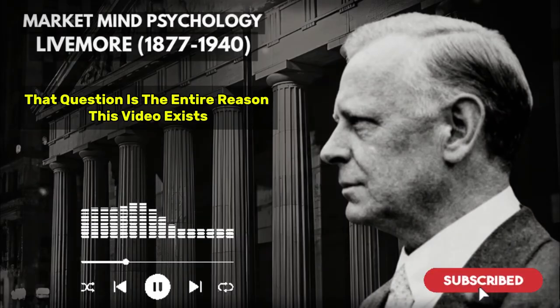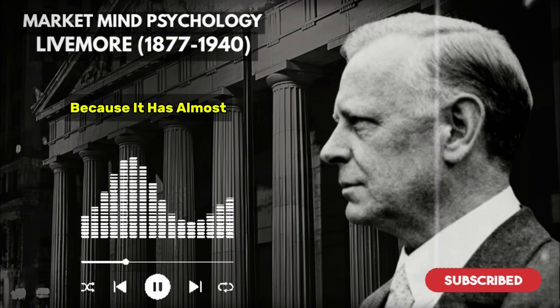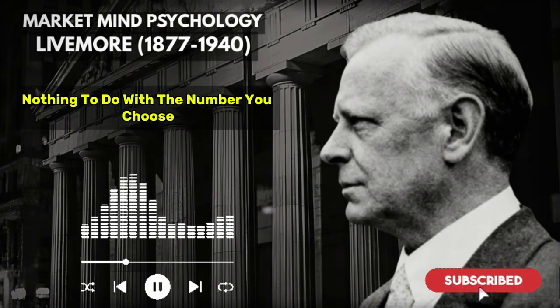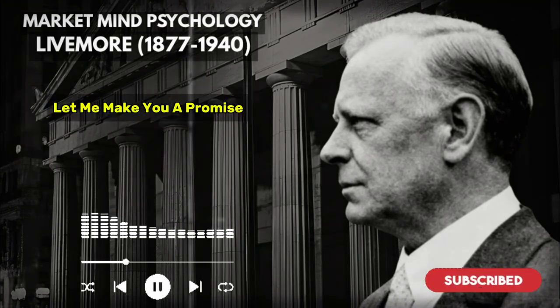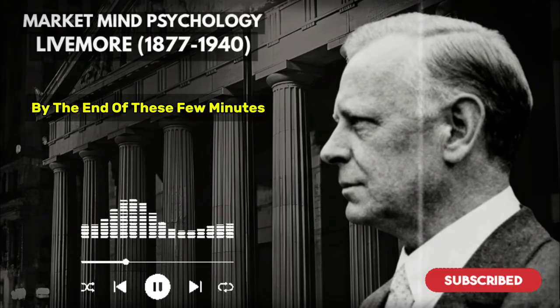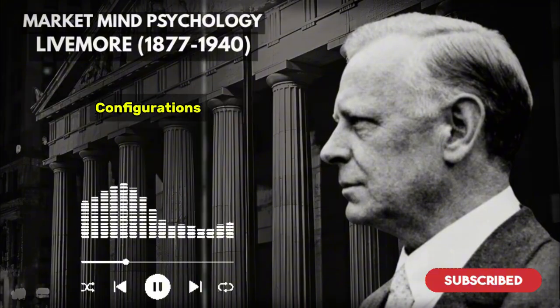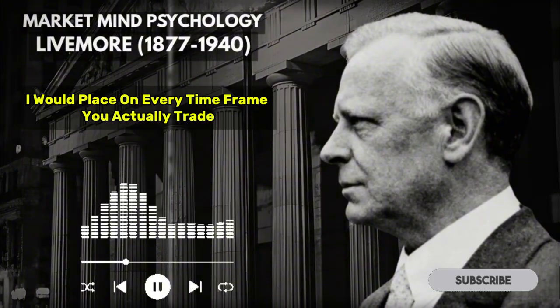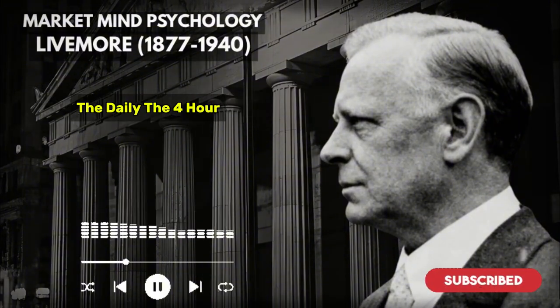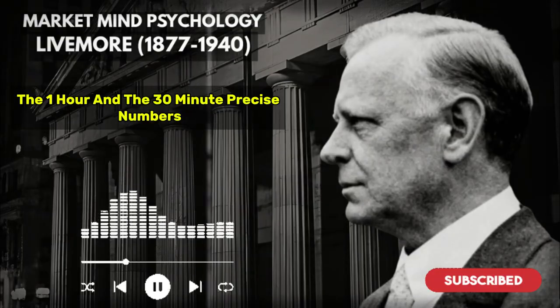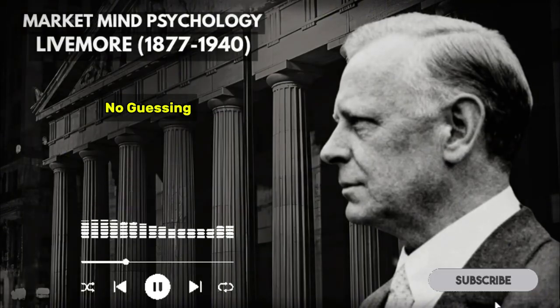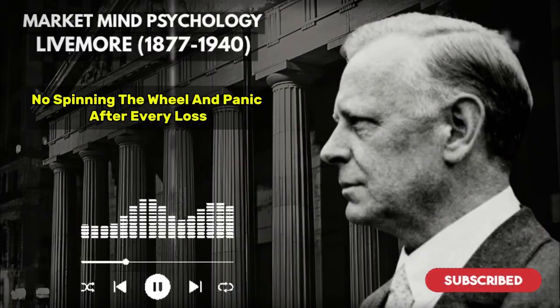That question is the entire reason this video exists, and the answer is going to surprise you because it has almost nothing to do with the number you choose. Let me make you a promise. By the end of these few minutes, I am going to hand you the exact moving average configurations I would place on every time frame you actually trade. The daily, the 4-hour, the 1-hour, and the 30-minute. Precise numbers, no guessing, no spinning the wheel in panic after every loss.